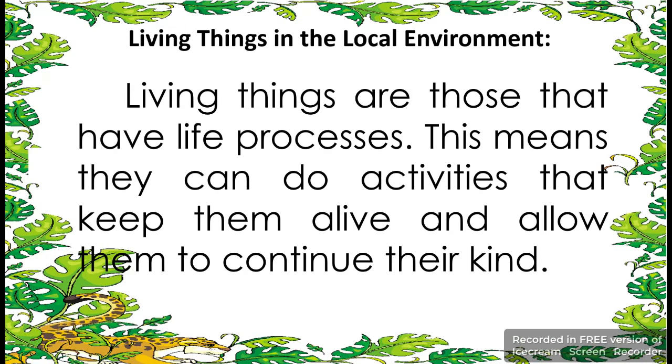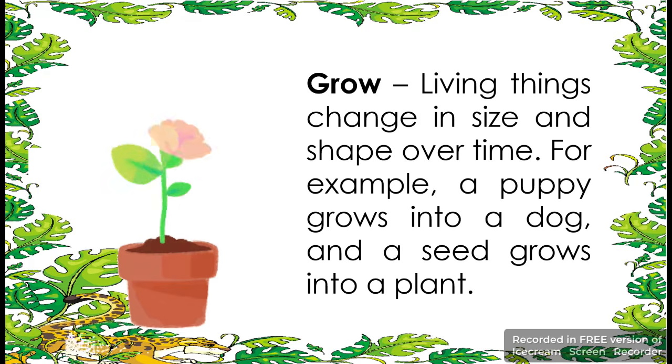Living things in the local environment. Living things are those that have life processes. This means they can do activities that keep them alive and allow them to continue their kind. Living things can grow. Living things change in size and shape over time. For example, a puppy grows into a dog, and seeds grow into a plant.